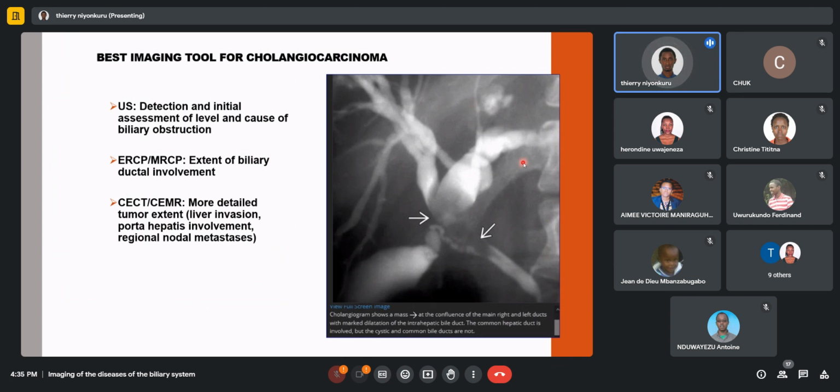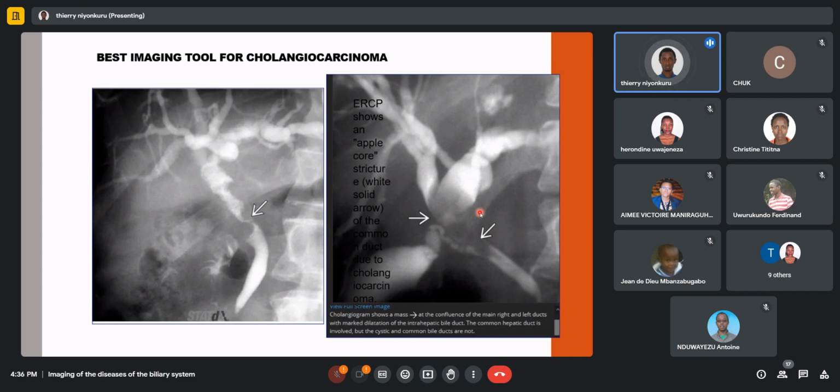In this cholangiogram, at the confluence of the right and left hepatic ducts, we can see marked dilatation of the hepatic duct, but there is a filling defect, which is a mass at the area of the confluence. This mass is suggestive also of cholangiocarcinoma.